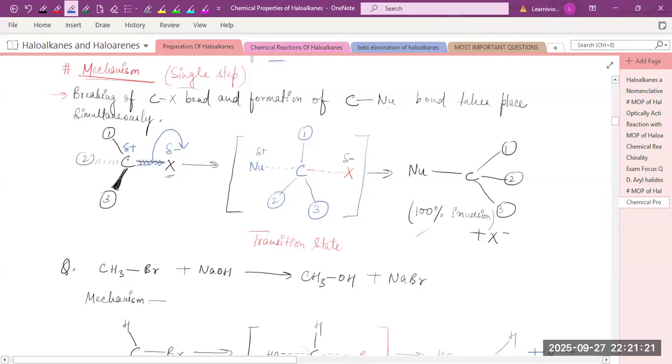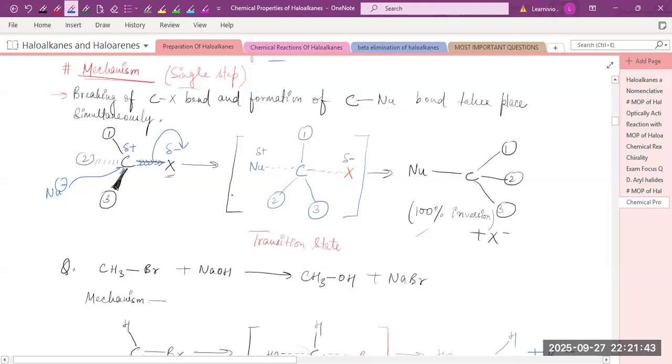Once it has acquired a partial positive charge, the nucleophile will come and attack this carbon, because the nucleophile is electron rich, and it will go and attack the electron deficient carbon, right? So the nucleophile will come and attack this carbon, and this X will be removed from it.